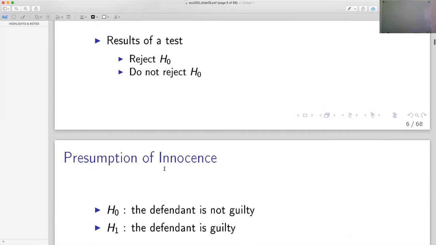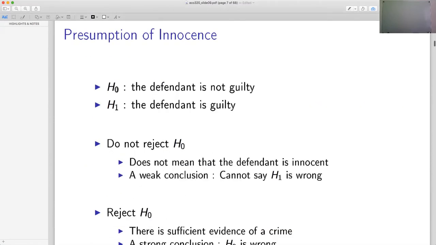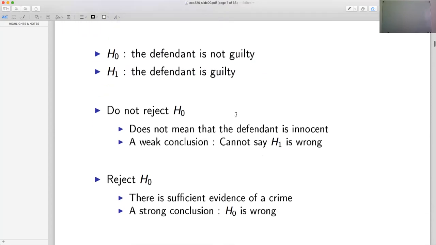Let me go with some results. For example, the null hypothesis is the defendant is not guilty, but the alternative might be the defendant is guilty. So it's always opposite. Do not reject our null hypothesis. It does not mean that the defendant is innocent. We just don't have enough samples or data to support that. So a weak conclusion is that we cannot say H naught is wrong.